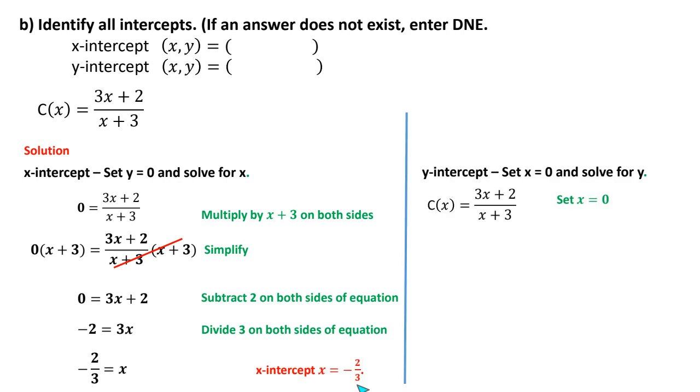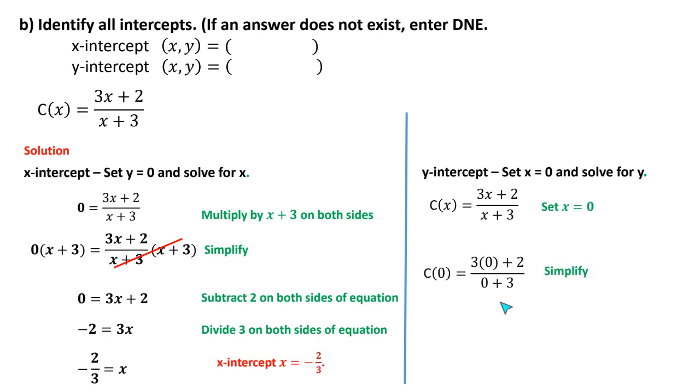My y-intercept, we let x equals 0. So if I substitute 0 for x, then we're going to have 3 times 0 is 0 plus 2, and 0 plus 3 is 3. So my answer would be 2/3.